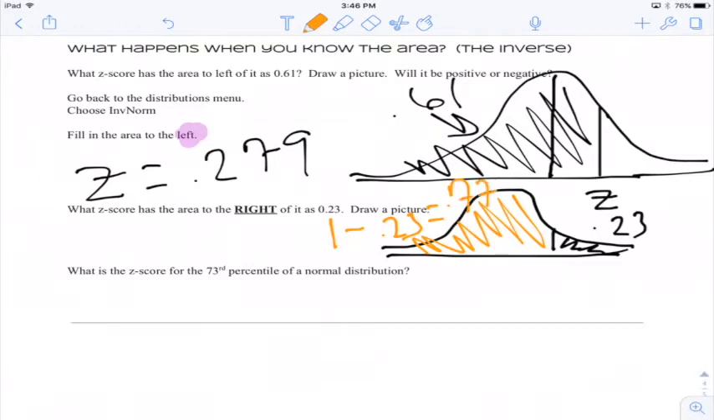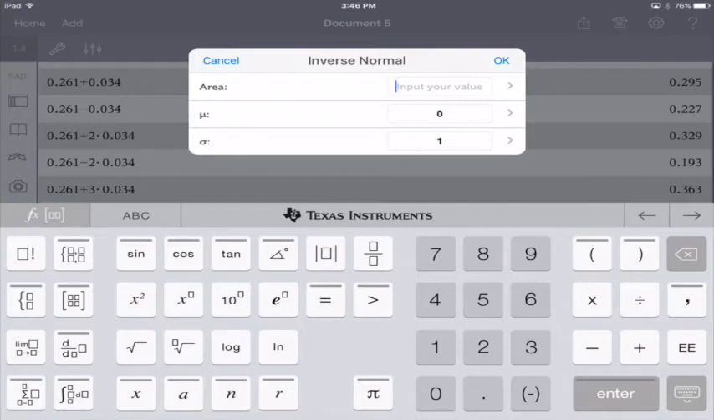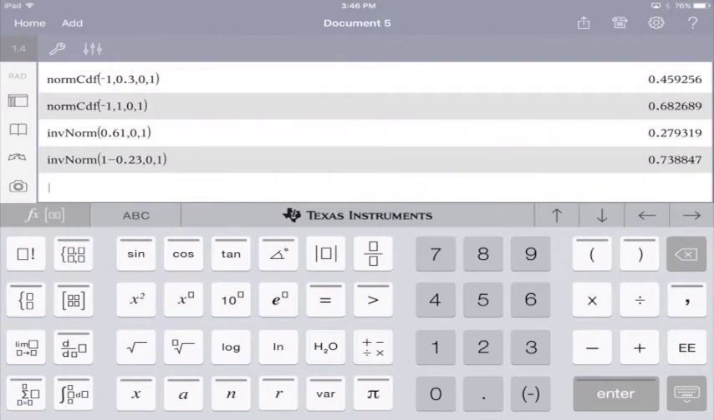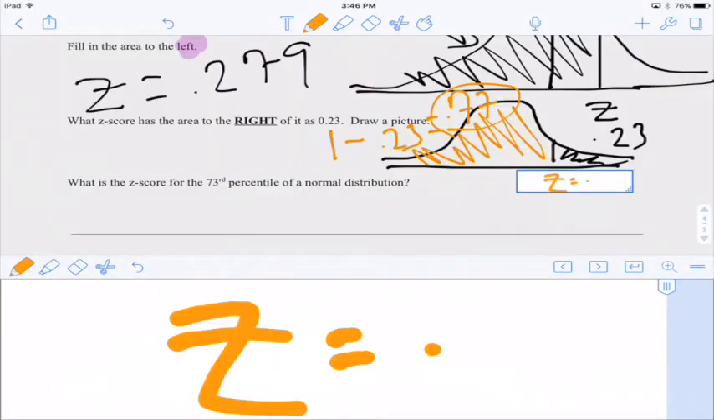So when we're looking for the z-score here, we're going to use this area of 0.77 in our calculator. Or we could even just say 1 minus, I'm going to say 1 minus 0.23 because I don't even want to do any math. 0.739. So our z equals 0.739. And what is the z-score for the 73rd percentile?